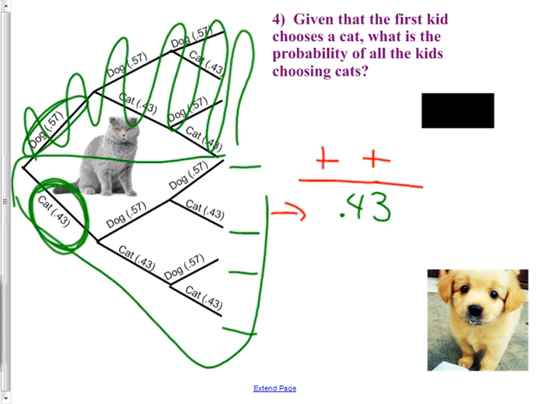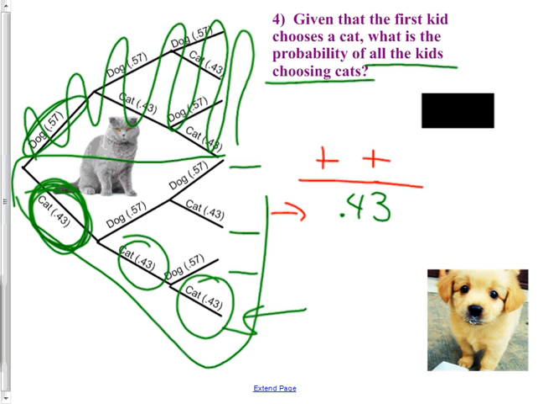Now, which are the ones that win? All the kids choosing cats. That's this one, 0.43, 0.43, and 0.43. And there is only one. I don't have to add up a whole bunch of choices. There's only one thing, that one right there. And that goes on top. What is 0.43 times 0.43 times 0.43? What do I put here?